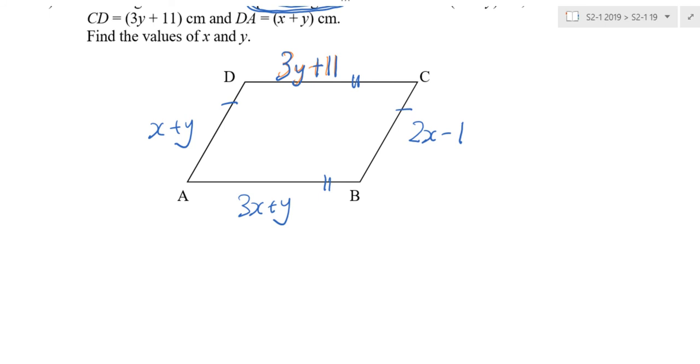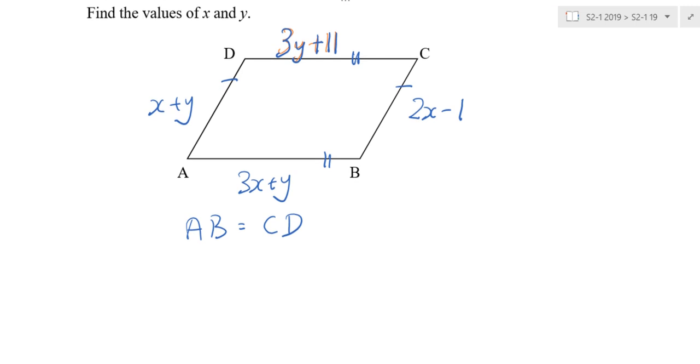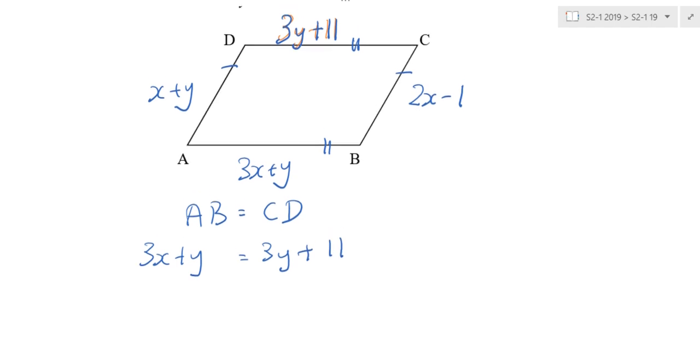If I say AB, AB is actually equal to what length? 2y plus 11. So I can write something like that. AB is equal to CD. Am I correct? So Jess, how will you write? 3x plus y is equal to 3y plus 11. Does it make sense to you?